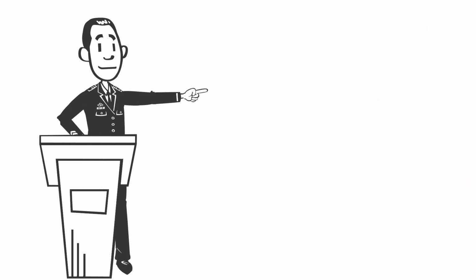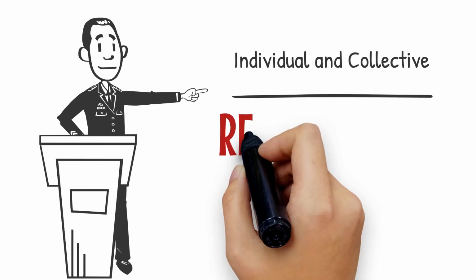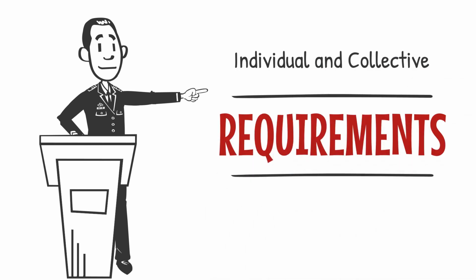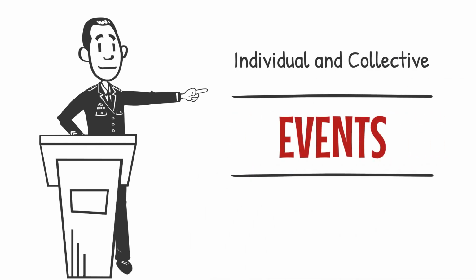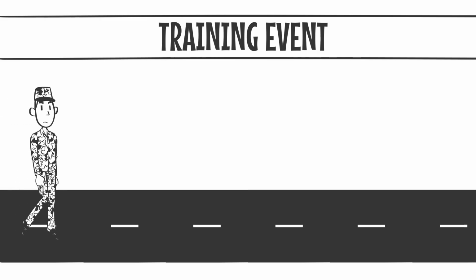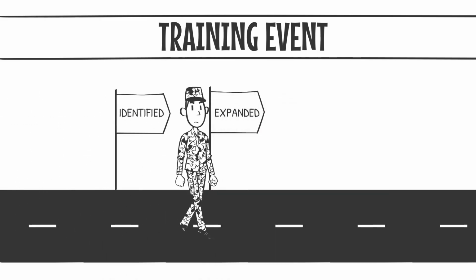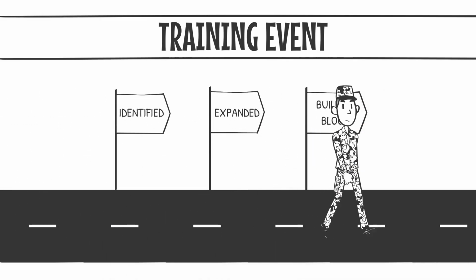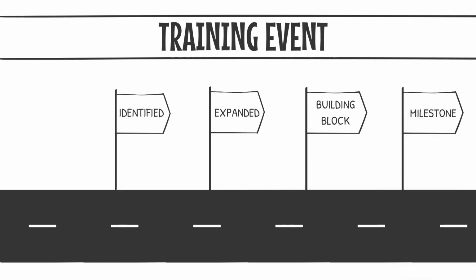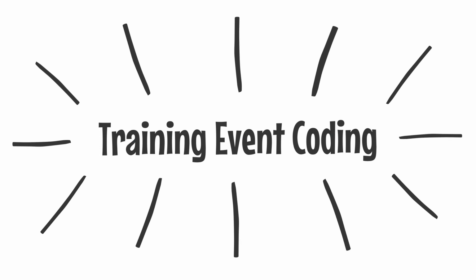Within the T&R Manual, individual and collective training requirements are translated into individual or collective training events. A training event is a significant training occurrence that is identified, expanded, and used as a building block and potential milestone for a unit's training. Next, let's take a closer look at training event coding.